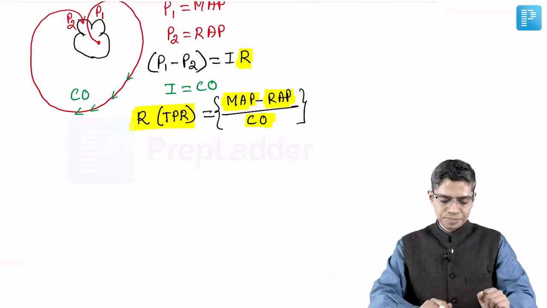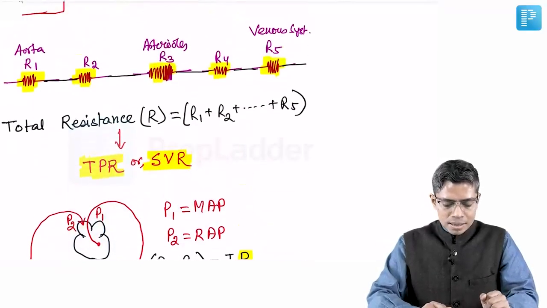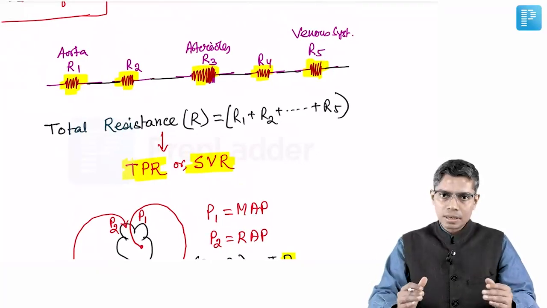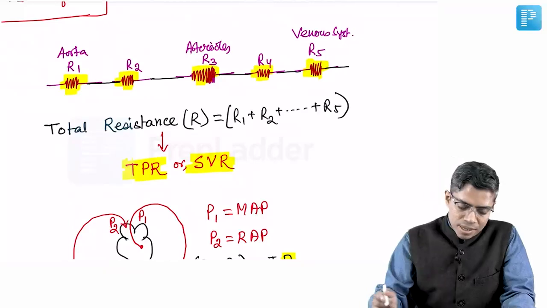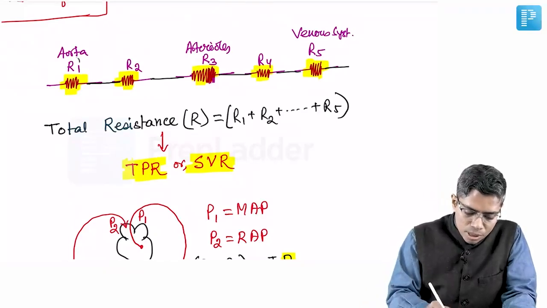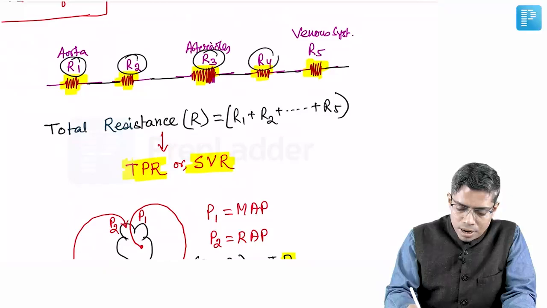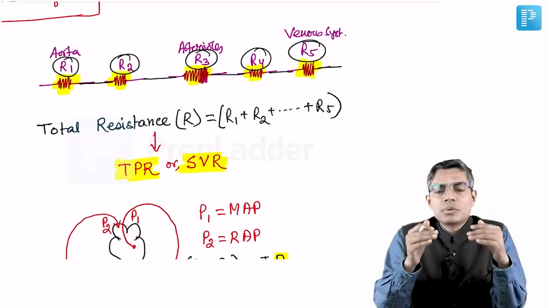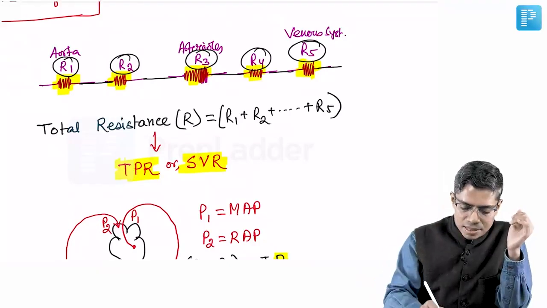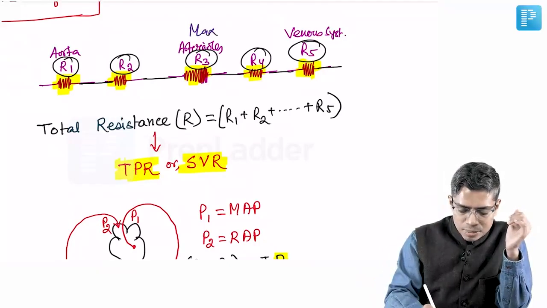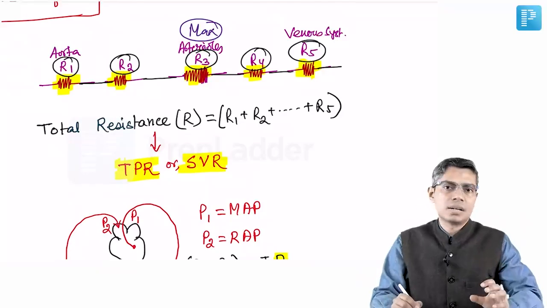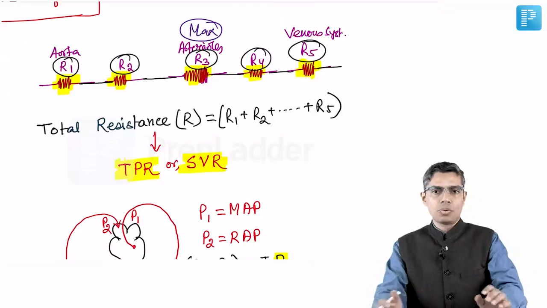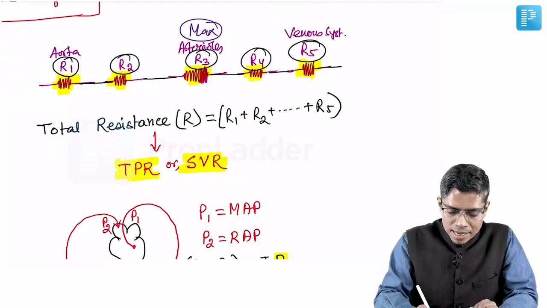Right? Now the next question is that we have now understood the meaning of TPR or SVR, whatever, right? Now if I ask you that among all these resistances, R1, R2, R3, R4, R5, the resistance is maximum at which level, then we already discussed that maximum resistance, maximum TPR, maximum SVR will be exerted at the level of arterioles. Why so? Why not at the level of capillaries?